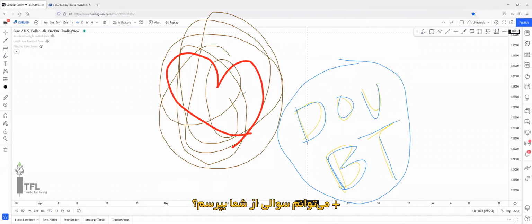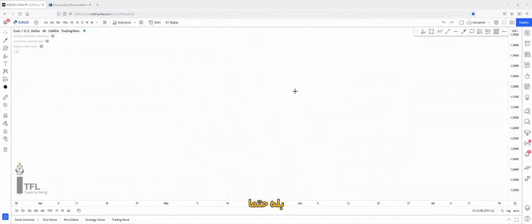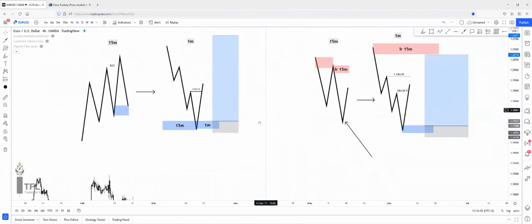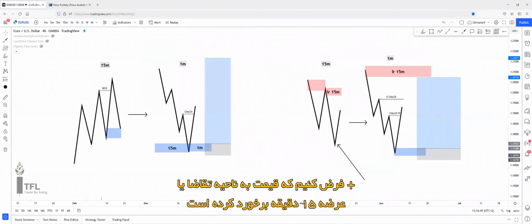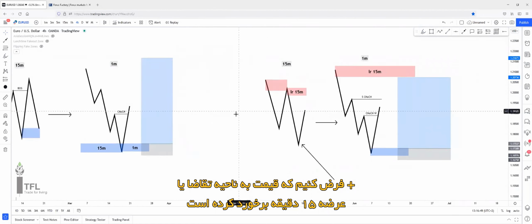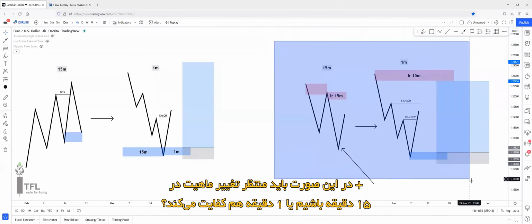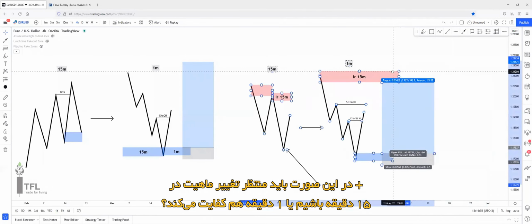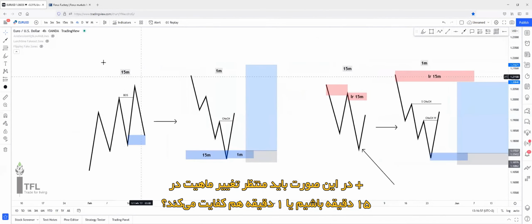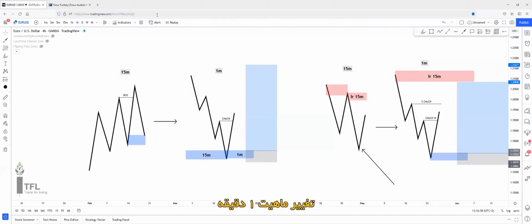Sir, can I ask you something? Of course. Let me hear the question. If price tapped into our 15-minute zone, either supply or demand, should we wait for the 15-minute change of character, or is a 1-minute change of character more than enough? 1-minute change of character.